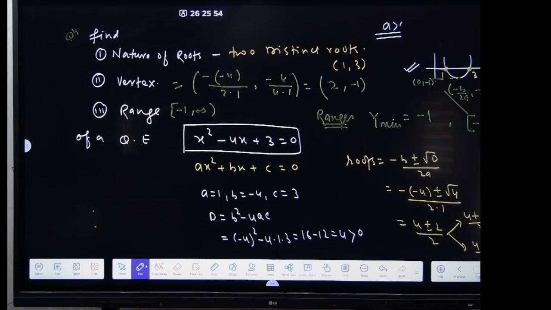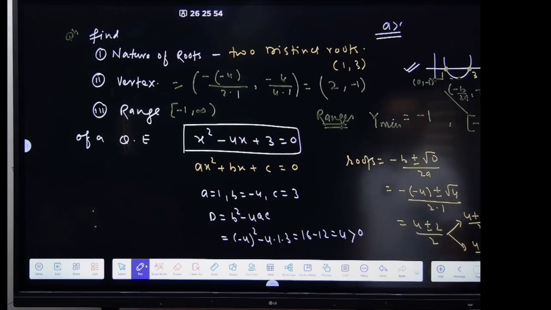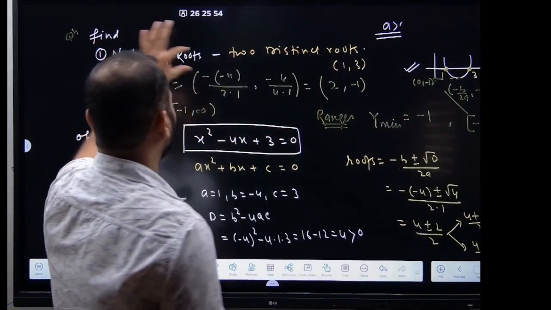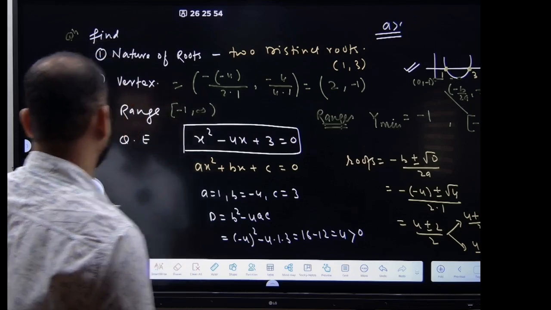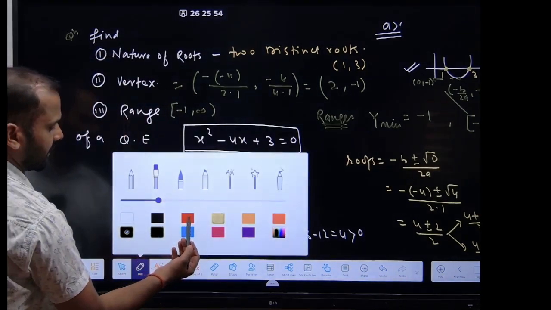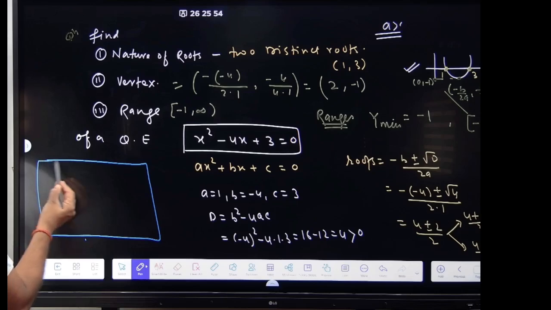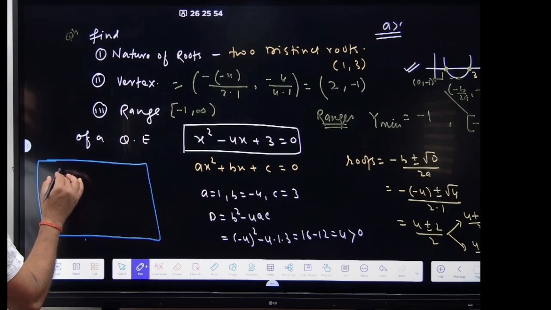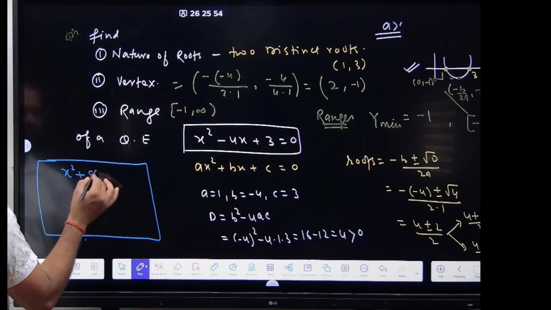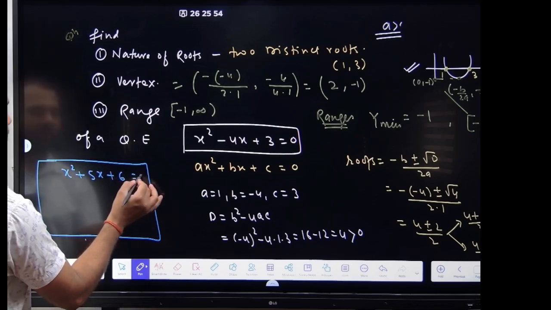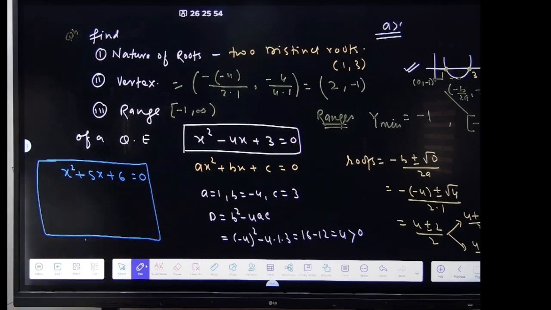Understood? Now, I will write one more question. You should be able to solve that. Should I write? Same thing, write down find nature of the roots, vertex, range of the quadratic equation. Here I am just changing the quadratic equation. What is the new quadratic equation? So, here I am writing that new quadratic equation. Question is same. So, let it be x square plus 5x plus 6 is equal to 0. Solve. X square plus 5x plus 6 is equal to 0.